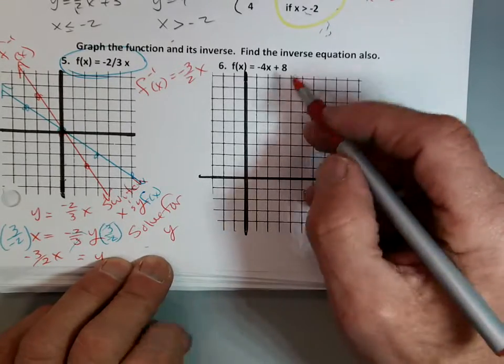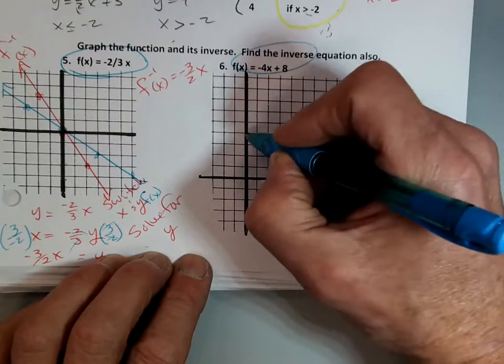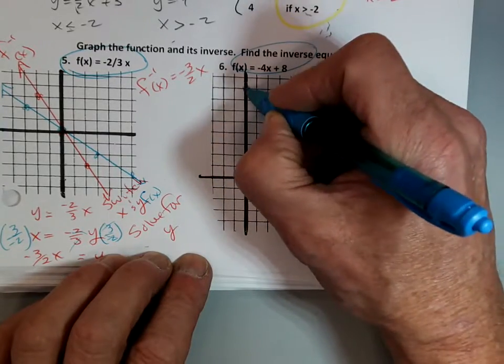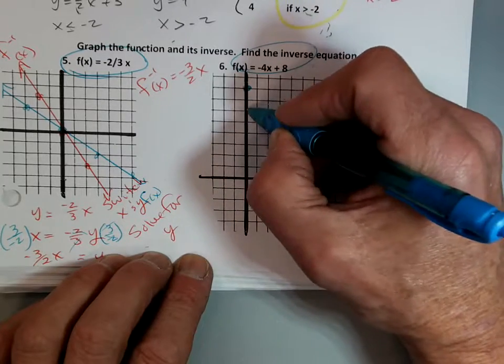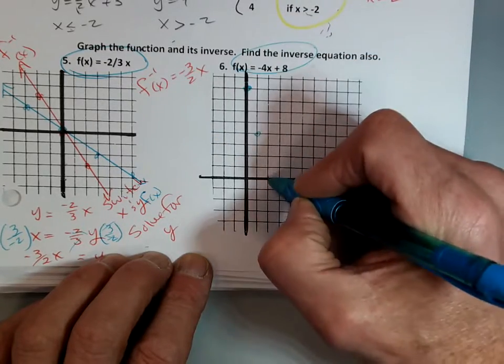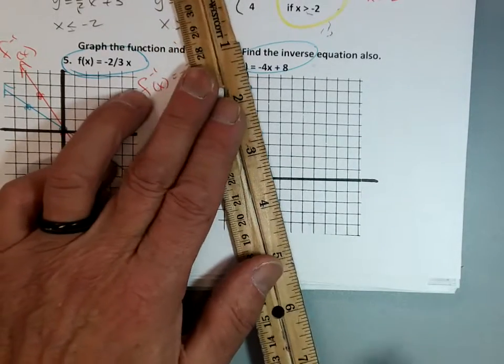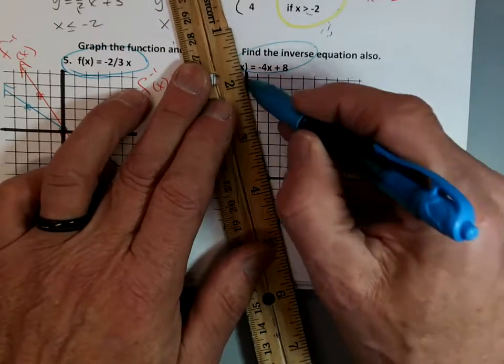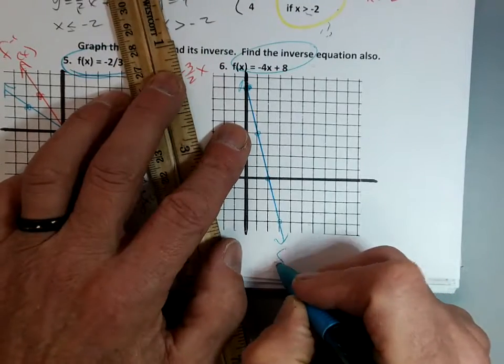Okay, so start up at 8 for the original. Let's do that in blue. I'll go 1, 2, 3, 4, 5, 6, 7, 8. Slope of negative 4, so I'm going to go down 4 over 1, down 4 over 1, down 4 over 1, and I'm going to graph in my function. Okay, so there is f of x.